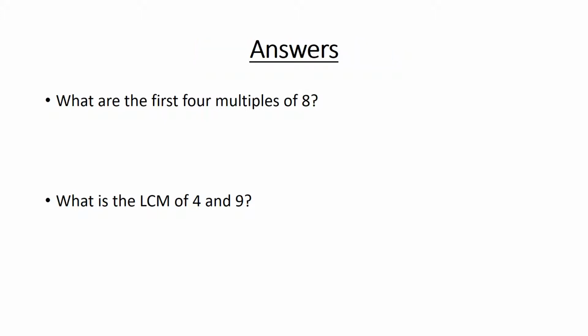Alright, so let's see how you went. Well, the first 4 multiples of 8 is just the 8 times tables. So we've got 8, 16, 24, and 32.